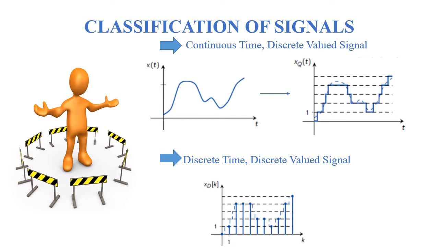If we take the finite set of values on the x-axis, which is nothing but our time, it is called sampling. So don't forget the terms sampling and quantization. I again repeat, sampling is the process of converting continuous time into discrete time, whereas quantization refers to converting a continuous valued signal to a discrete valued signal.